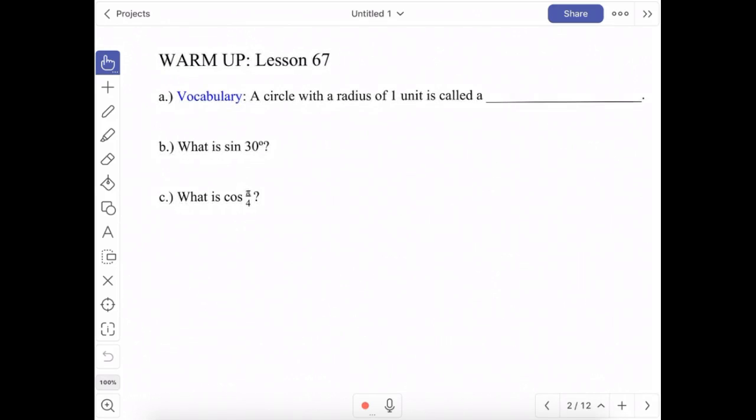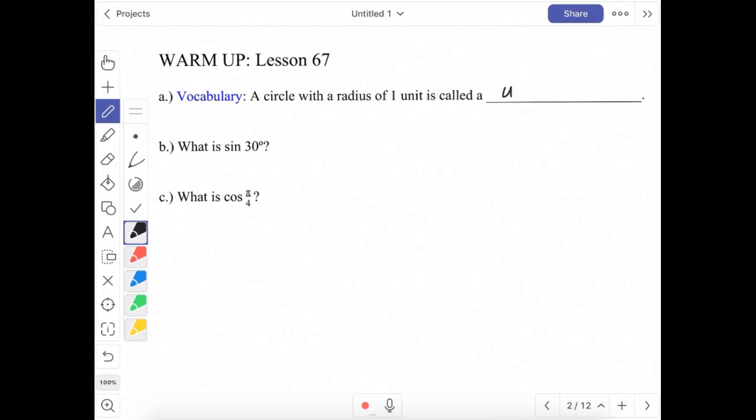So to start off, something we're going to be using a lot in this lesson: a circle with a radius of 1 unit is called a unit circle.